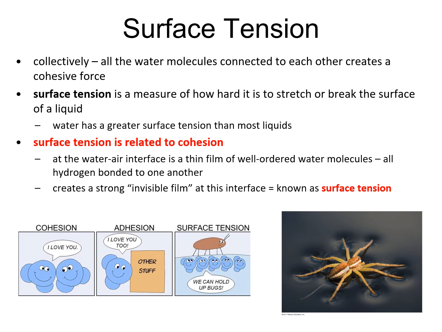Surface tension actually is related to cohesion. If you look at the interface between water and air, you will find a thin film of well-ordered water molecules, all hydrogen bonded to each other. And this interaction creates a strong and visible film right at that interface between water and air. It produces surface tension. And that surface tension can actually be utilized by living organisms like insects, like this water strider that literally walks on water because it's light enough that it can't break the surface tension found on the very surface of the water.